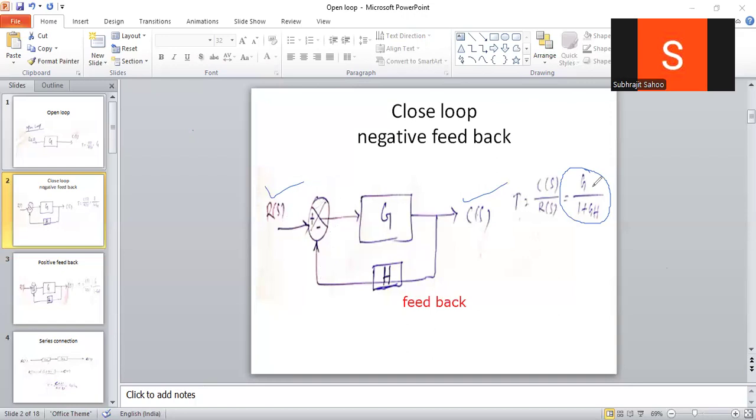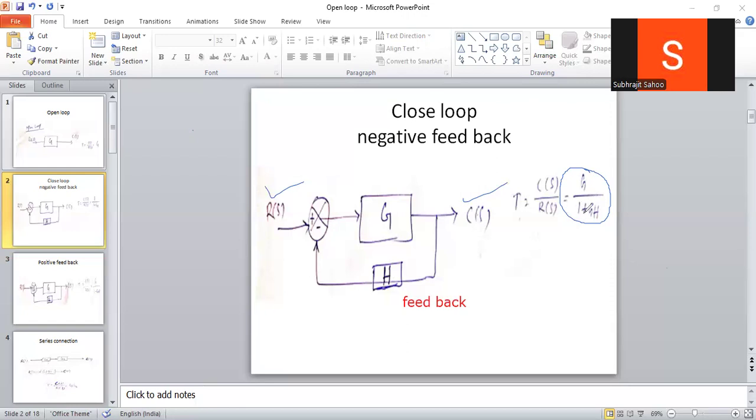So what is the formula, sir? G divided by 1 plus G into H. This is G divided by 1 plus 1 plus, so it is negative, na? Since it is negative, here the plus sign will come. Negative means here plus sign.